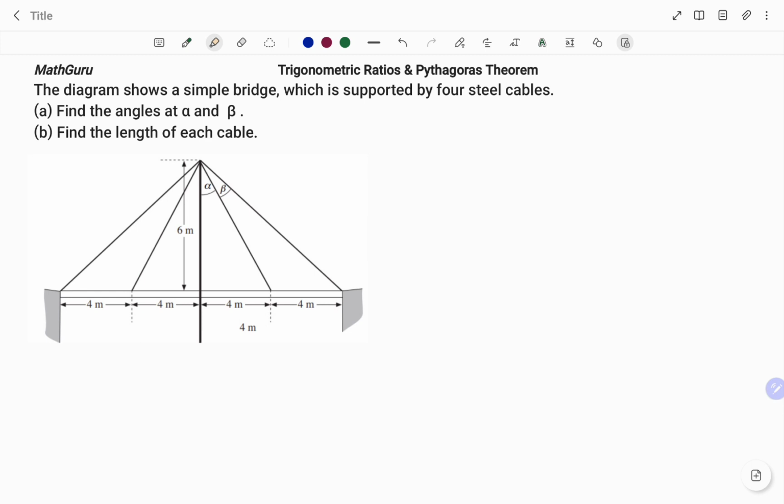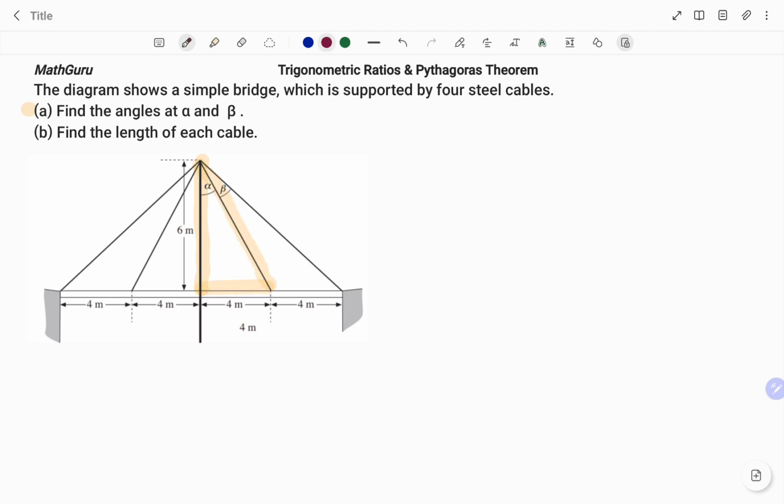The diagram shows a simple bridge which is supported by 4 steel cables. Find the angles alpha and beta, and also find the length of each cable. Starting with the first part of the question, in order to find the angles alpha and beta, I will start by highlighting the right angle triangle to use for each question.